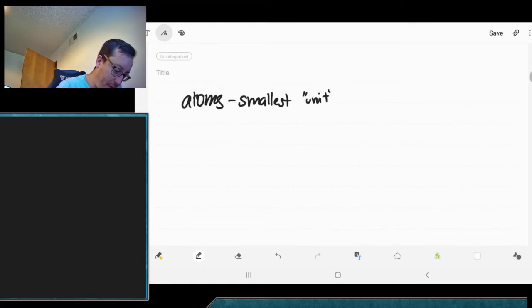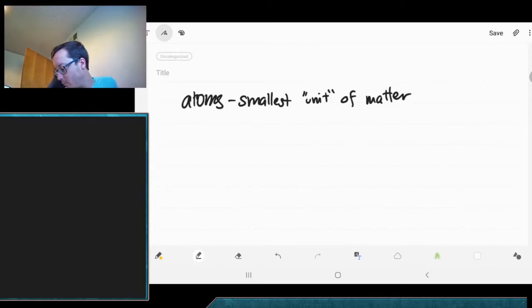These are, as the Greeks had the idea, the smallest unit of matter that you can have. And not a unit like kilojoules or something, but a unit as in a chunk. So the smallest chunk of matter that you can have. And I'm going to quickly gloss over this.